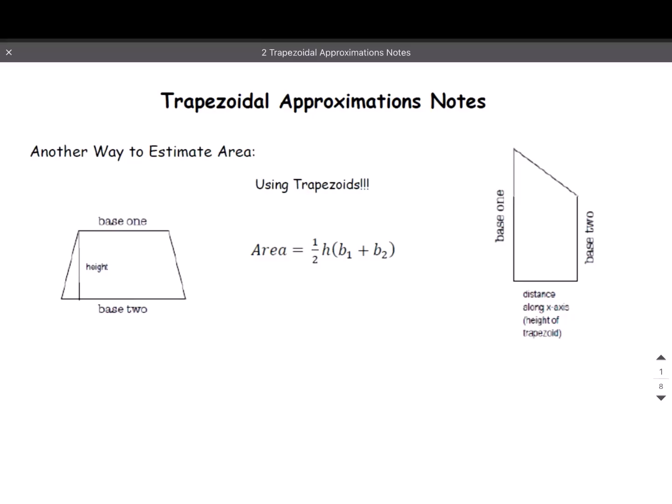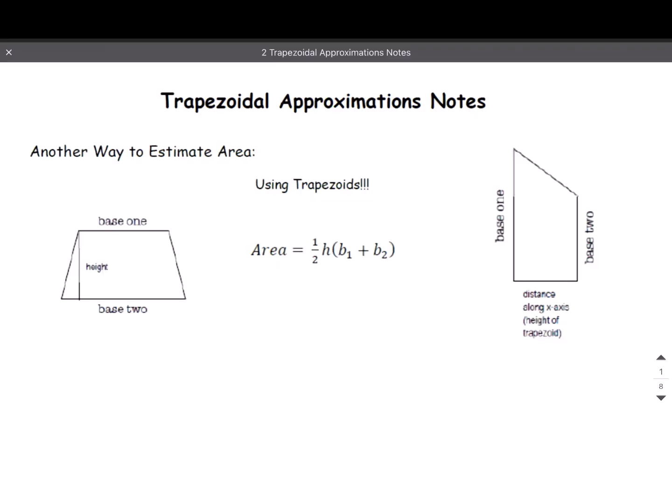Hi guys. Okay, so today we're here to look at something called trapezoidal approximations. Another way to estimate areas instead of rectangles. We saw when we used rectangles we had either a large overestimate or an underestimate. Well, a trapezoid would fix that.